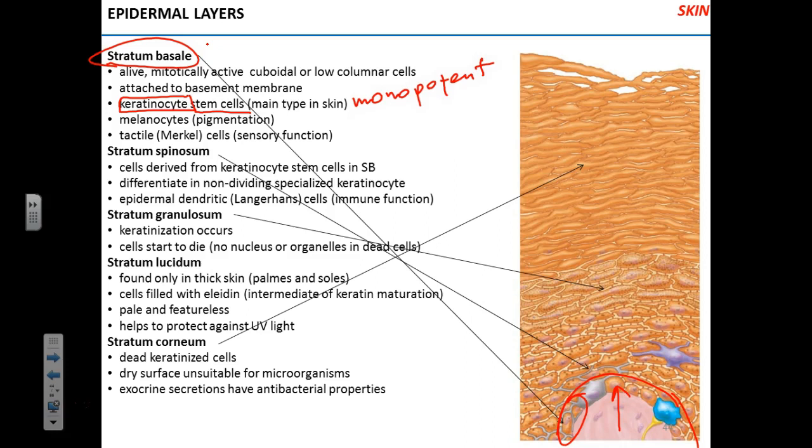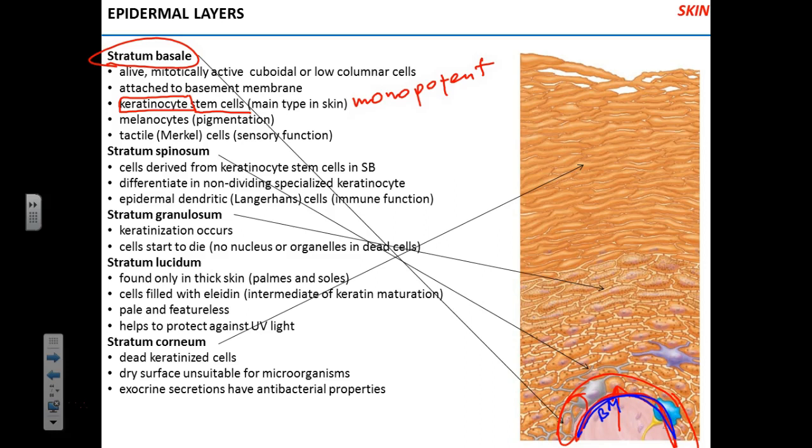Now, I have mentioned before that every epithelial layer is ultimately attached at the very bottom to the basement membrane. It is not shown here very well, but this is where the basement membrane is. You see that red line that I highlighted in blue? That's the basement membrane. Skin is not an exception. The epidermis is attached to the basement membrane.